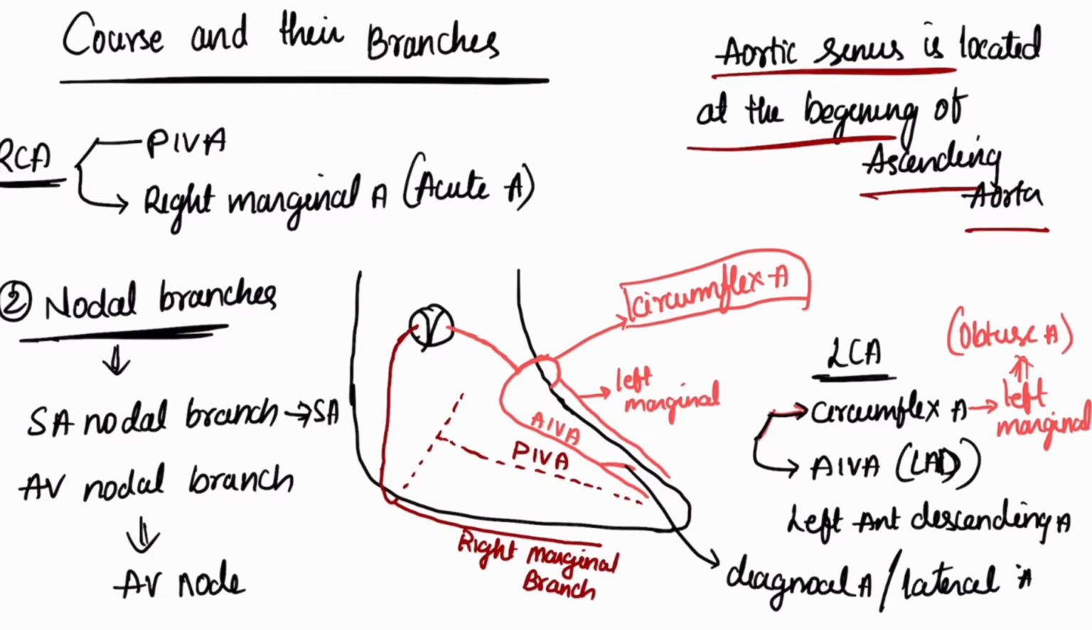Now let us look at the blood supply for the parts of the heart. Now let us draw a very simple diagram here. Now let us assume these are the ventricles of the heart. And let us draw a line here. This is the right ventricle here. And this is the left ventricle.